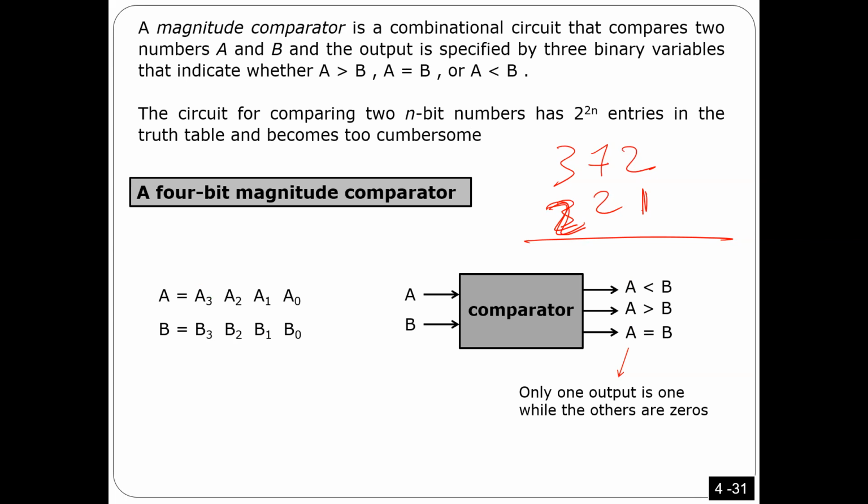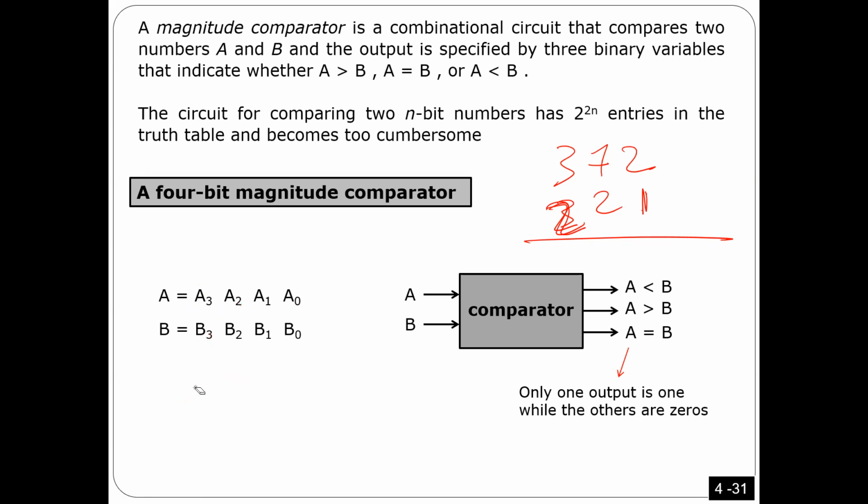So now I'm gonna do the same thing for binary. If I want to know, I'm gonna compare these two numbers together. If A3 is greater than B3, I don't need to continue. That means A is greater than B. Okay. If not, if these two are equal, now I'm gonna look at this one.